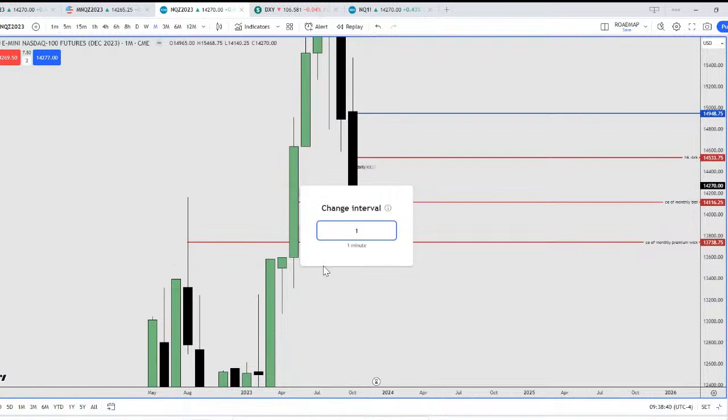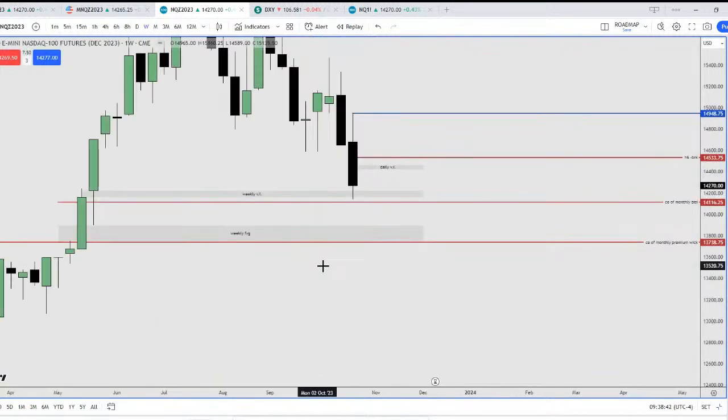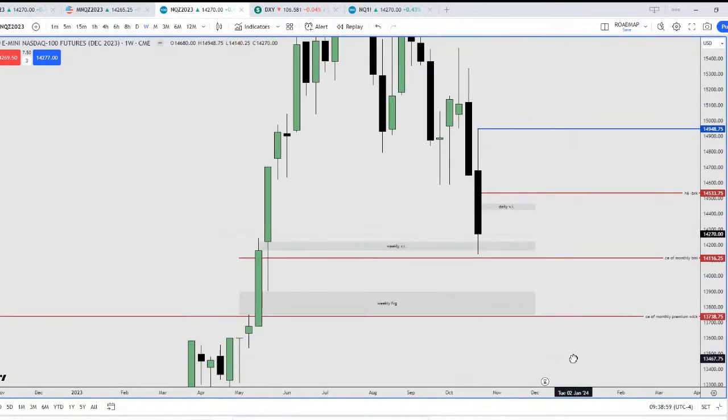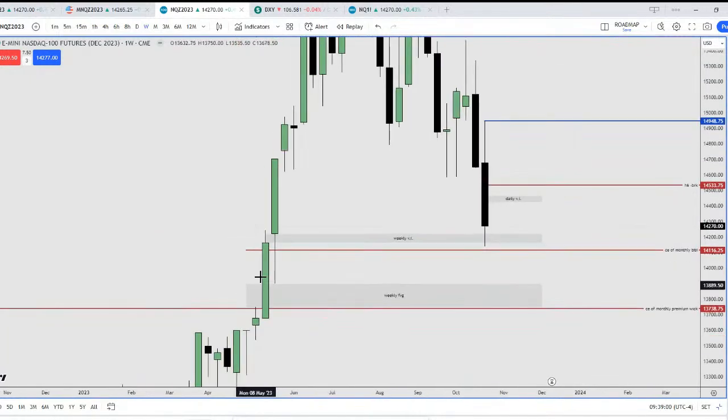On the weekly chart, as you can see, we have a weekly volume imbalance here. Because there is no body overlaying this volume imbalance, I'm expecting this to act as a magnet, so price is going to come back again. It's going to gravitate back into this level if price remains bearish. And we have a weekly fair value gap here as well.